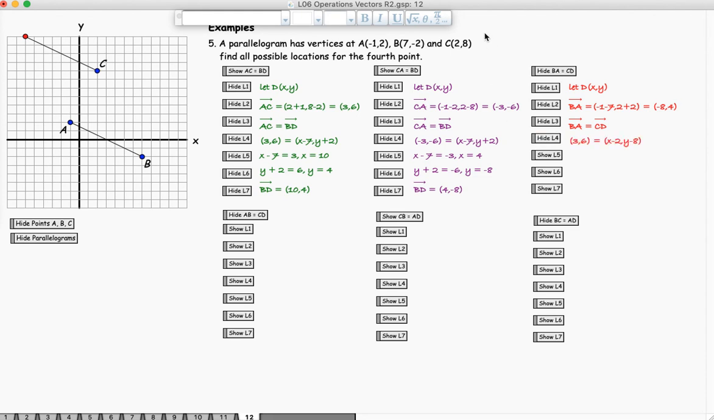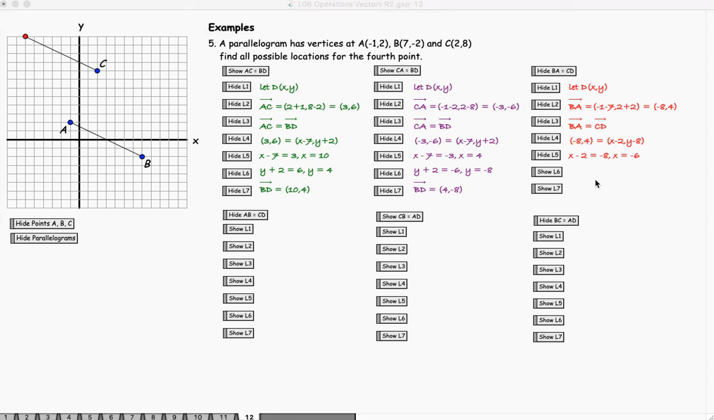So let's take a look at what CD is going to be. C to D, I'm going to have to subtract 2, and I'm going to have to subtract 8. So now that vector would be x minus 2, y minus 8. Two equations: x minus 2 is... oh, let me fix something there. All right, that's what happens when you just copy and paste. So it should be negative 8, comma 4. So x minus 2 is equal to negative 8, so x is negative 6.